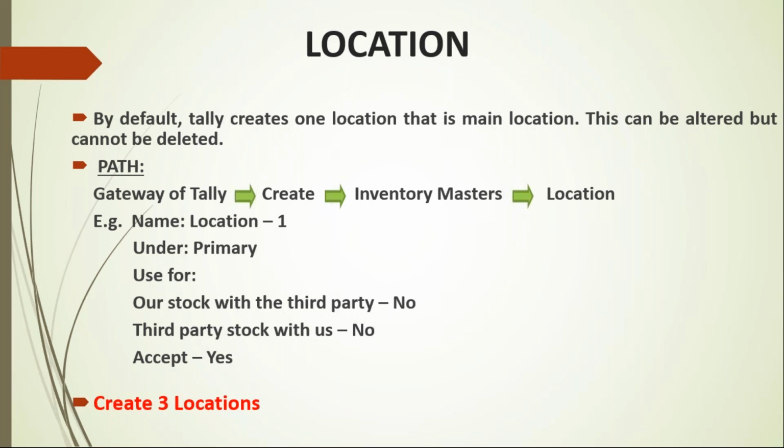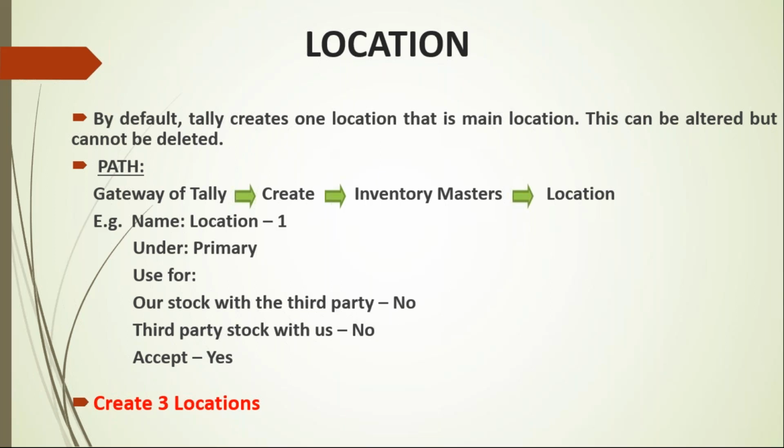Name, I will leave it to you. You can give a name of your choice. Here I've just given location 1, location 2, location 3. And it has to be under primary itself. You're not going to change the subgroup. Now, in case the third party details appear, let it be no, which I've given here. In case third party details are not appearing, there is nothing to worry about.